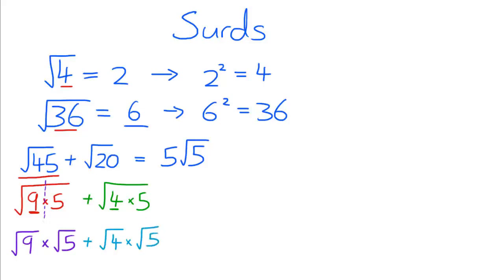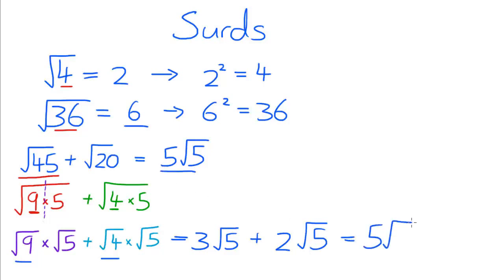And then what can we do with it? Well, we know what the root of 9 is, hopefully. We know what the root of 4 is, hopefully. So what we can do there is say that that is equal to 3 amounts of root 5 plus 2 amounts of root 5, which will give us our answer from over here, 5 amounts of root 5. You can add them together exactly the same as if this was 3x plus 2x would be 5x.